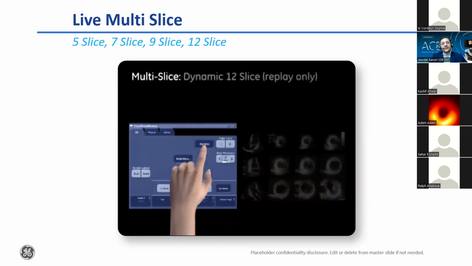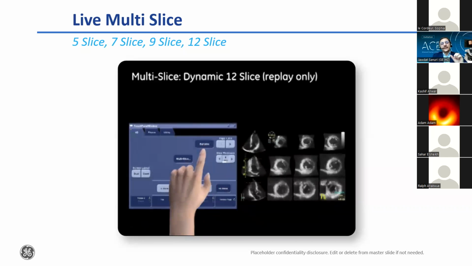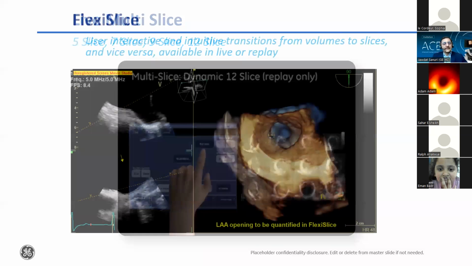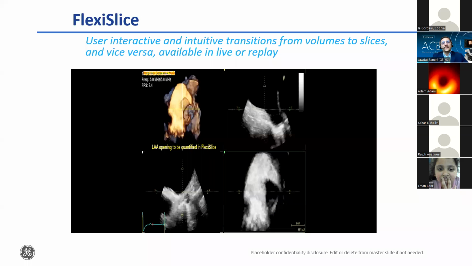This is especially helpful if I'm trying to do LV quantification or RV quantification. I need to see the rings of the LV. Is it all in from apex to base? Likewise for the croissants of the RV from apex to base.